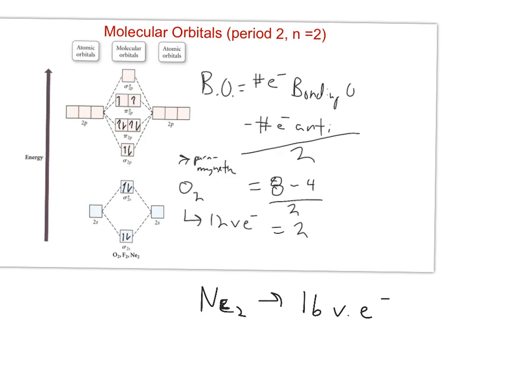And that just confirms that Ne2, neon being a noble gas, doesn't particularly bond with anything else. And diatomic neon doesn't exist. Molecular orbital theory helps confirm and explain that.